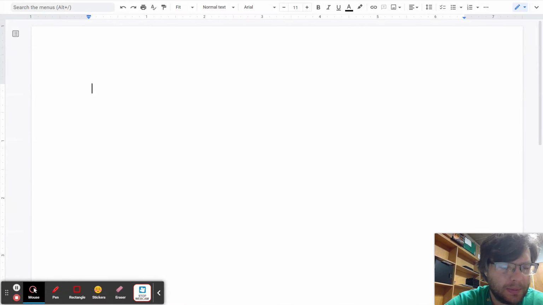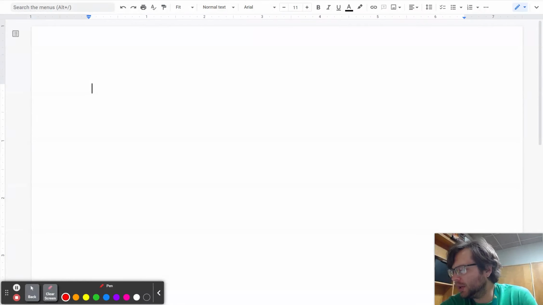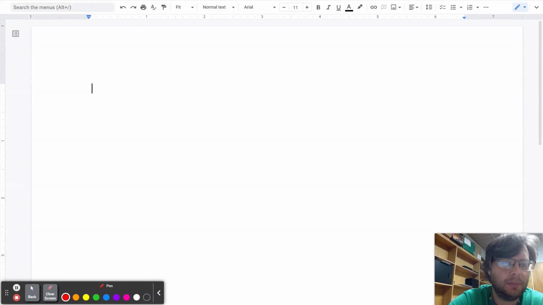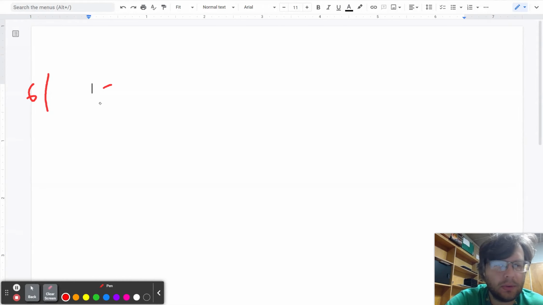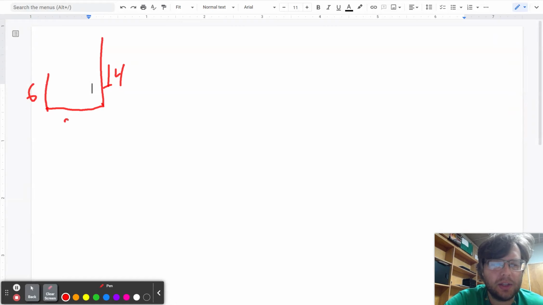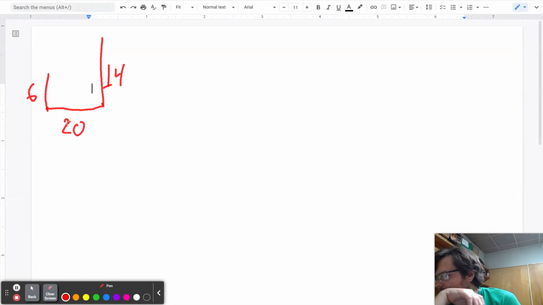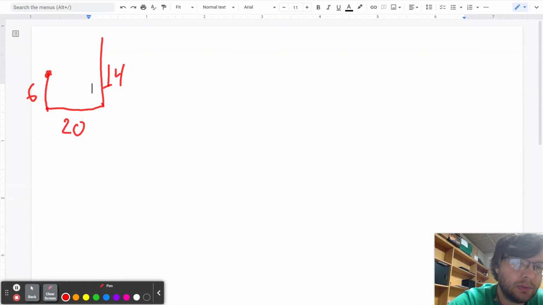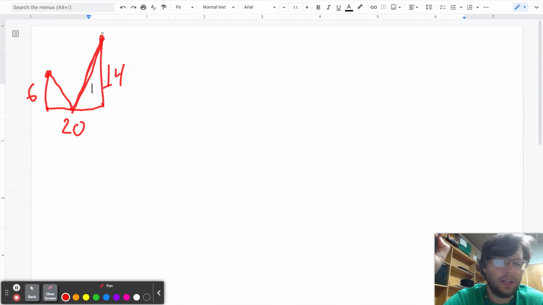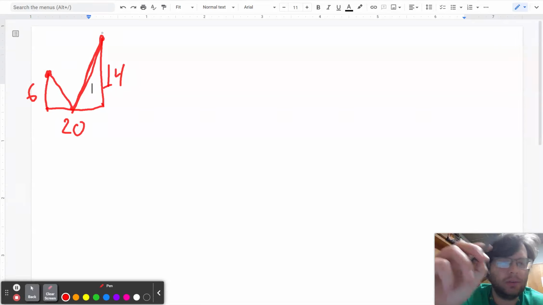All right, so we've got an optimization problem where you've got a vertical pole that's 6 meters tall and another vertical pole that's 14 meters tall, and you've got 20 meters of ground in between them. And we have a wire that goes from one pole down to the ground and up to the other pole, and we want to find the minimum length of the total wire.